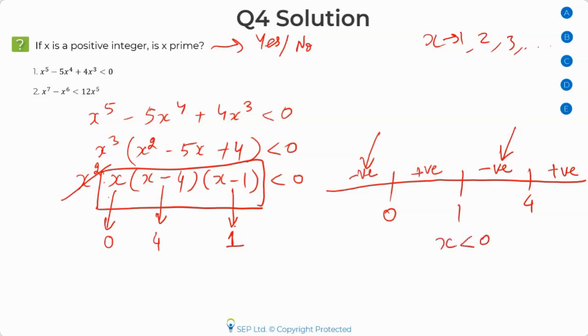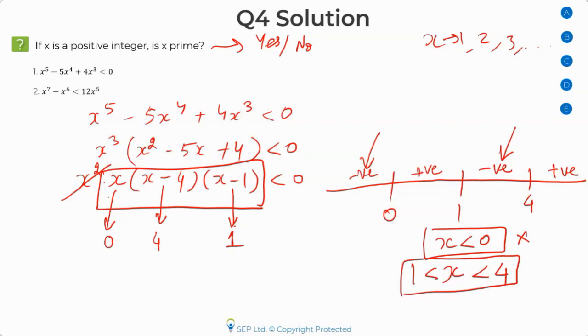So one favorable region is x less than 0. Another favorable region is x between 1 and 4. Now I will apply the constraints. What is the constraint? That x is a positive integer. I know that. So x less than 0, this case can be ignored because that is a constraint which is provided. So I can ignore this case. If I ignore that case, then the only suitable region for this expression is x between 1 and 4. And how many numbers are between 1 and 4 which are integers? There are only 2 of them, 2 and 3.